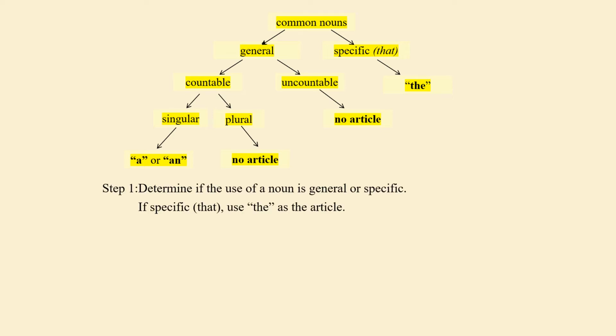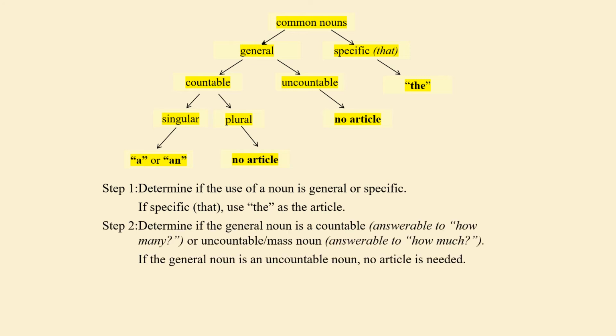Step 1. Determine if the use of a noun is general or specific. If specific, answering to the question of which one, use the as the article. Step 2. Determine if the general noun is countable, answerable to how many, or an uncountable mass noun, answerable to how much. If the general noun is an uncountable noun, no article is needed.